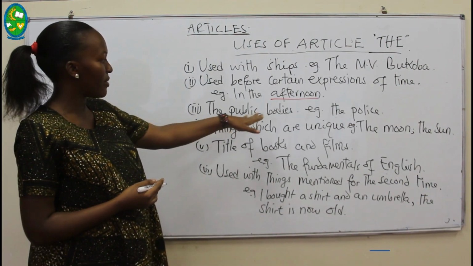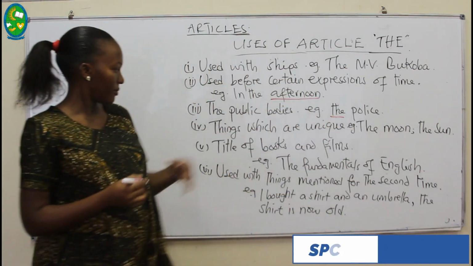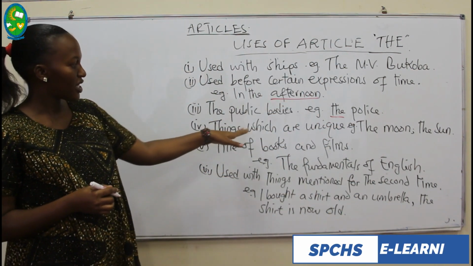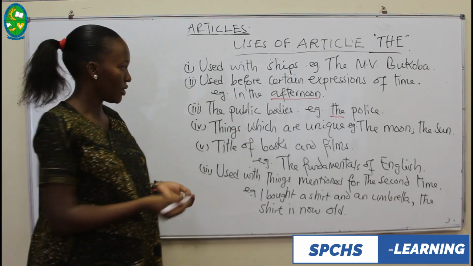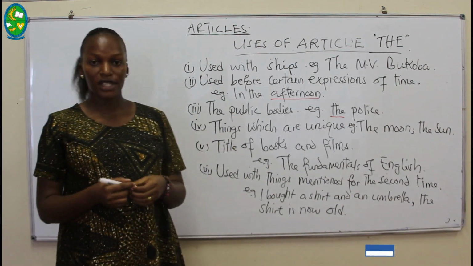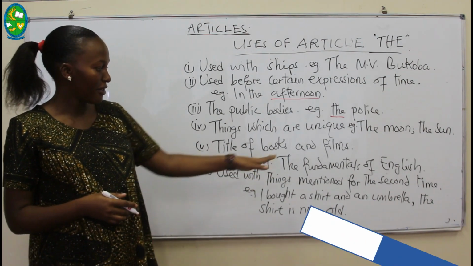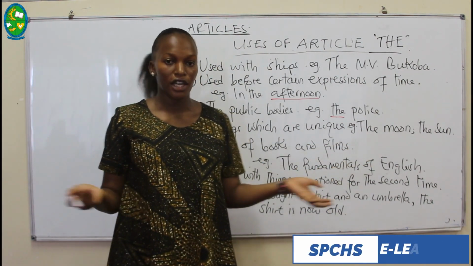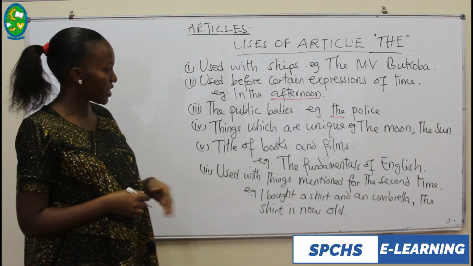Then it's used with public bodies. For instance, the police, we use the. Then the things which are unique, for instance, the moon, the sun, so that's what we use there. Then the fifth one, it's used with the titles of books and films. For instance, I've given one example of a title there, The Fundamentals of English, it's one of the books in ordinary level.